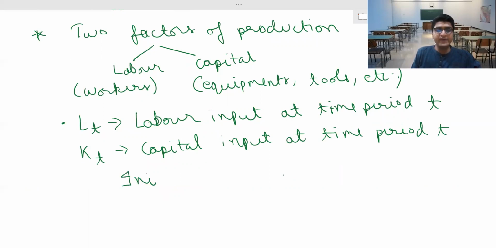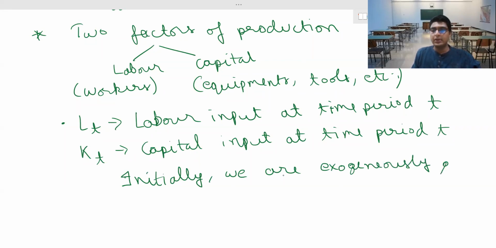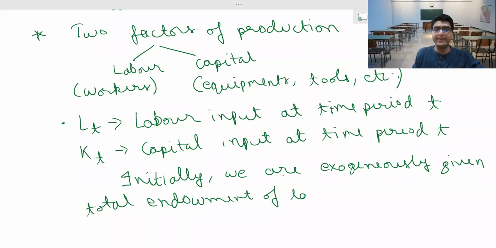So right now what we are assuming is that there is some initial level of labor and capital already present in the economy. Initially, we are exogenously given the total endowment of labor and capital.